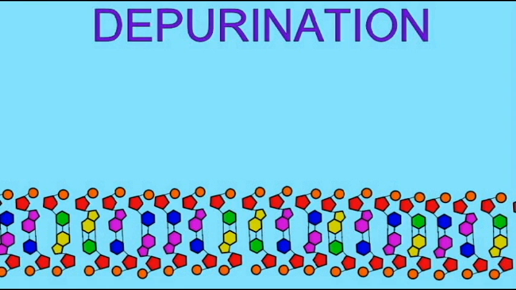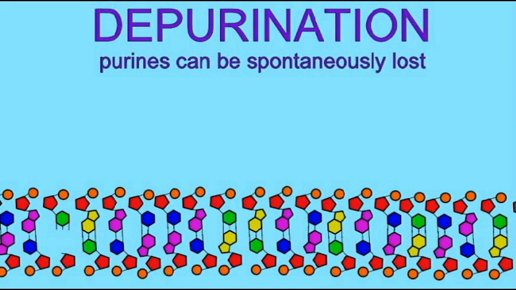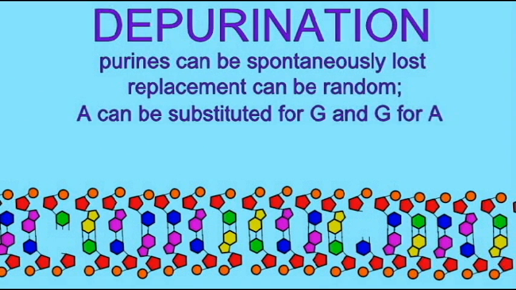In a random spontaneous process known as depurination, the nitrogenous bases known as purines, adenine and guanine, can be removed from the DNA backbone and are often replaced at random, which then may lead to an error and thus a mutation.